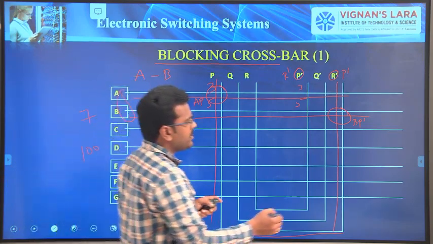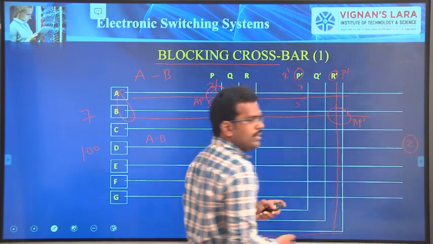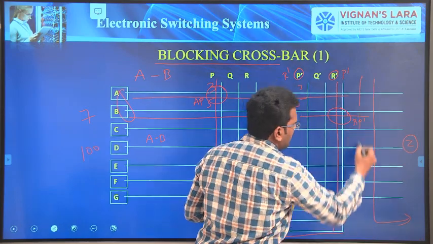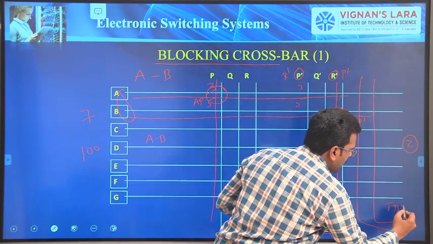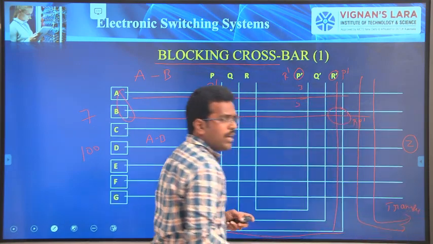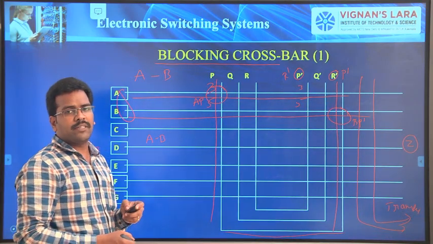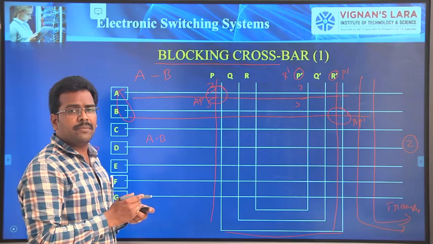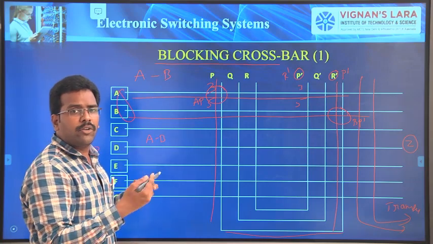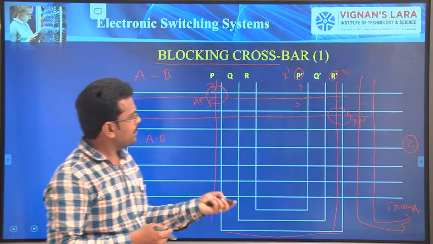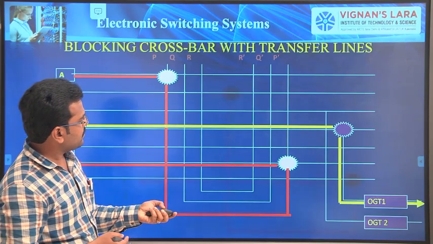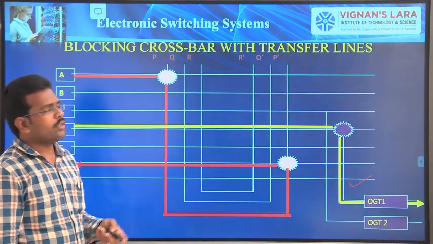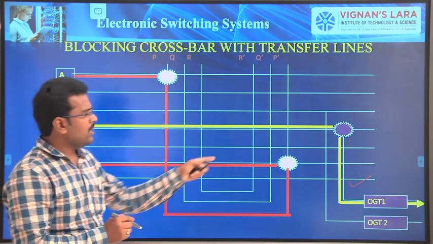For example, some subscriber Z is there in another exchange. In that case, we have to use a transfer line. You can call them transfer lines. So these transfer lines are used for establishing connection for non-local subscribers. This entire operation is only for local subscribers. If you want to establish connection between non-local subscribers, then with the help of these transfer lines, you can do this. See this one, this one. So here I am using transfer lines. So this circuit comes under blocking network with transfer lines.